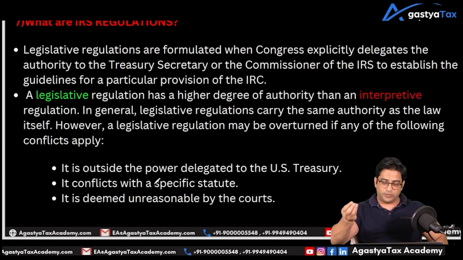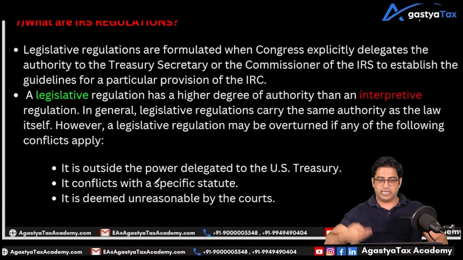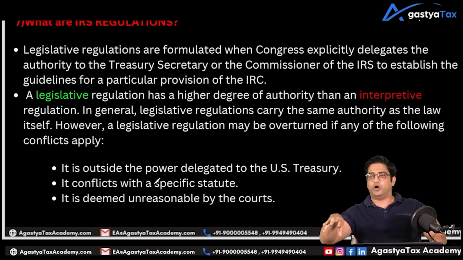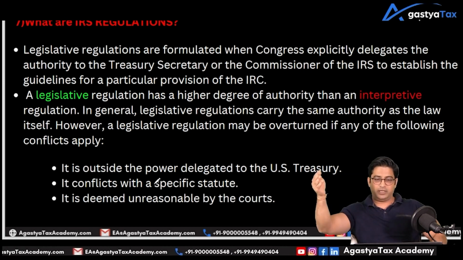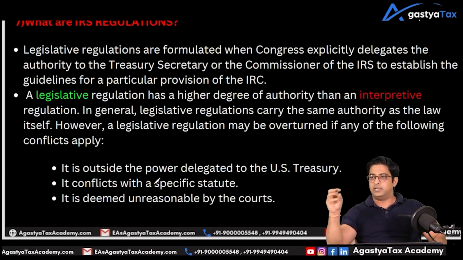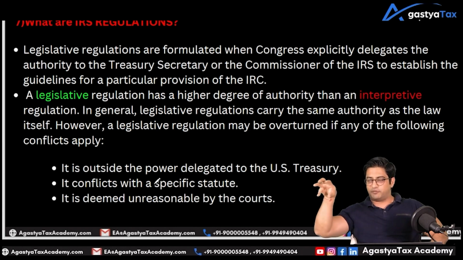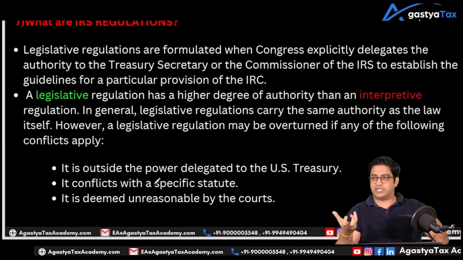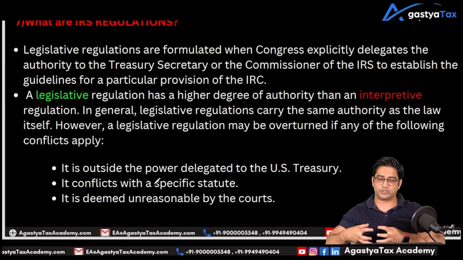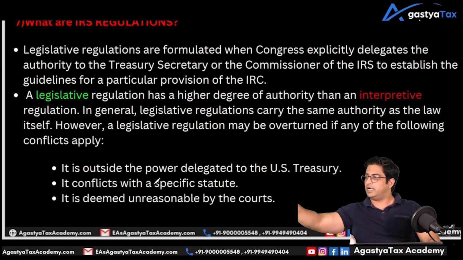But even legislative regulation can be overturned if any conflict applies. What are the cases? 3 cases. One is if it is outside the power delegated to the US Treasury. Whatever is outside the domain of the US Treasury, in that case this particular regulation can be overturned. And we understood what the statute of limitations is earlier, right? If the legislative regulation conflicts with the specific statute, as per this specific statute, it is valid for a period of 3 years.